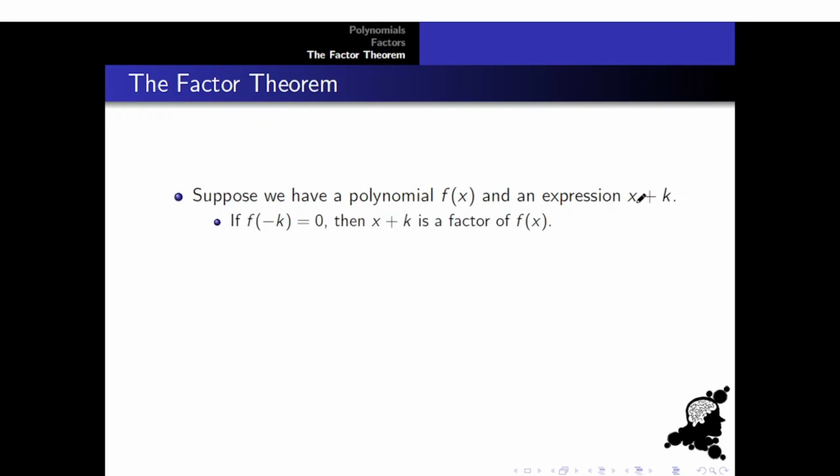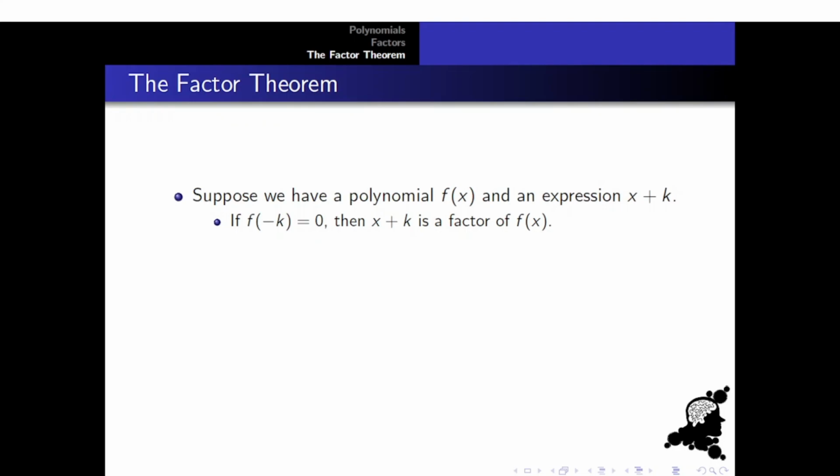Right, let's get into the factor theorem. Suppose we have a polynomial f of x, and we have an expression x plus k. Any random expression. What we need to take note of is this: x plus k is a linear expression. What do we mean by this? The highest exponent of x is 1, so this is a linear expression. If we have f of minus k being 0, then x plus k is a factor of f of x.